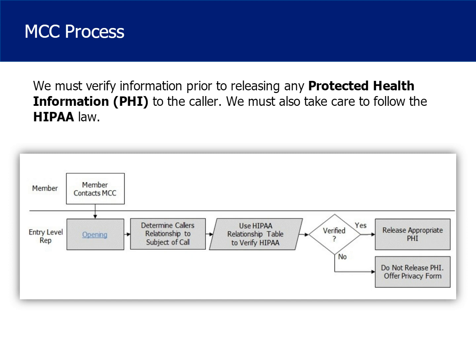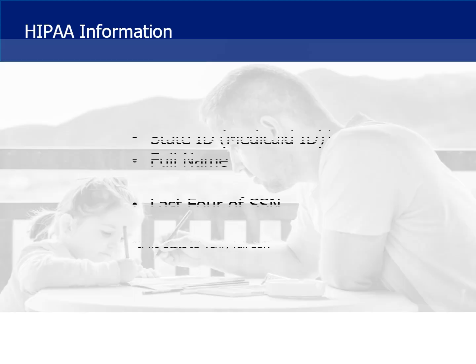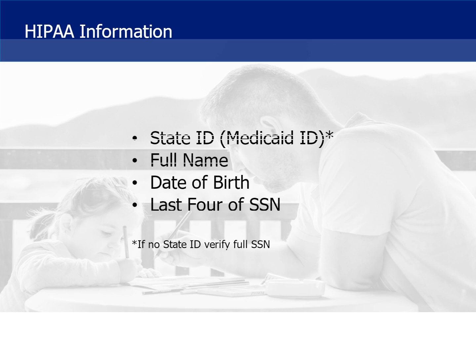On your screen is the process we use to verify HIPAA. To verify HIPAA, you must gather some information from the caller and check that it matches what we have on file. The necessary information that must be verified is listed on your screen.